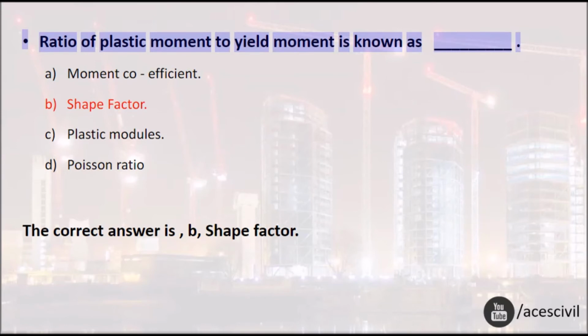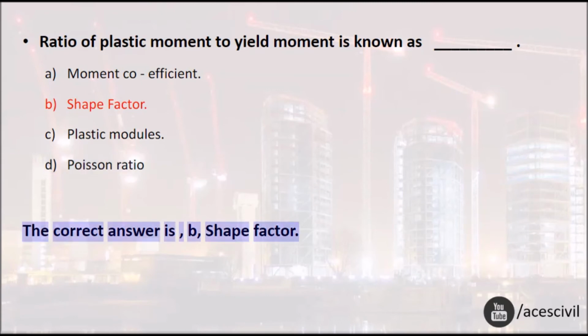Ratio of plastic moment to yield moment is known as A. Moment coefficient, B. Shape factor, C. Plastic modulus, D. Poisson ratio. The correct answer is B. Shape factor.